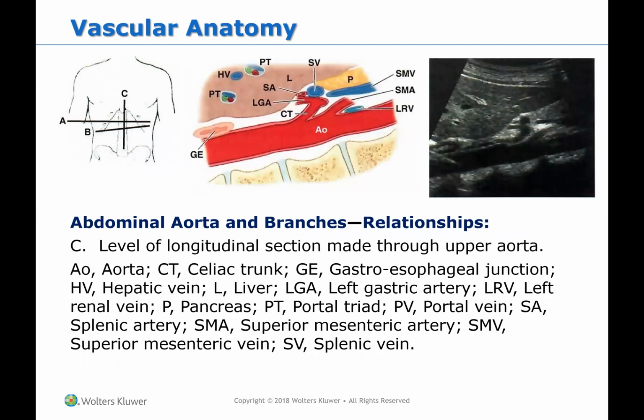Next up, this is a long section. You can see on the person how we're cutting when we're doing a sagittal image, and this is seeing it from a different way. It's like if you're cutting it lengthwise and looking at it. So the aorta, the celiac trunk right here, and then the SMA is coming off right next below it.